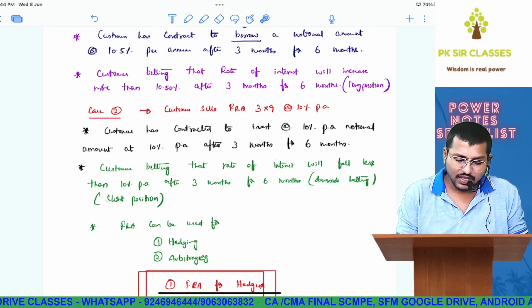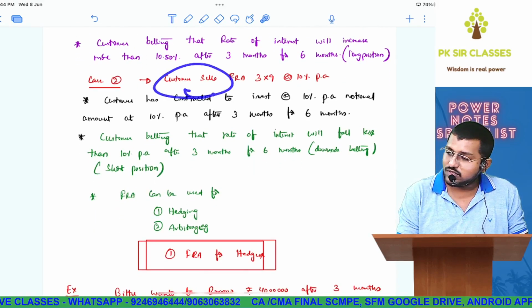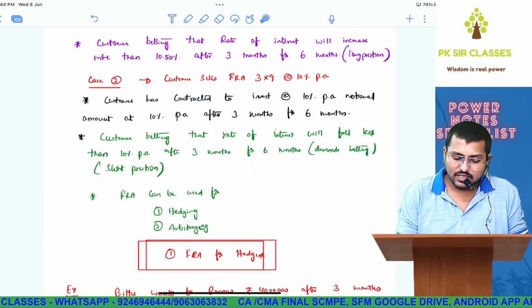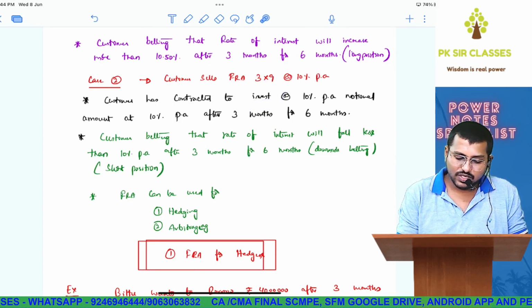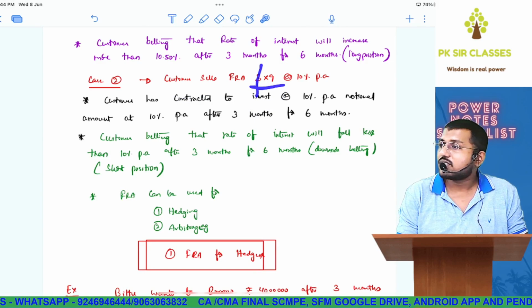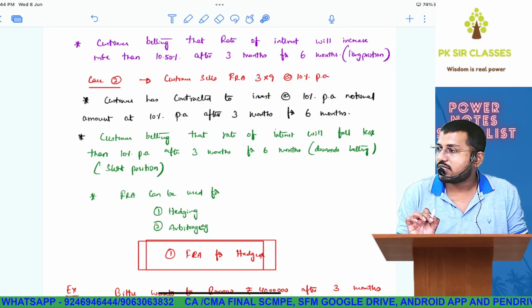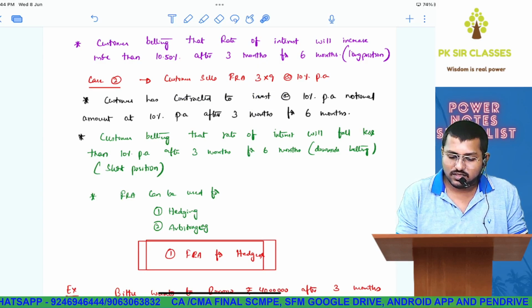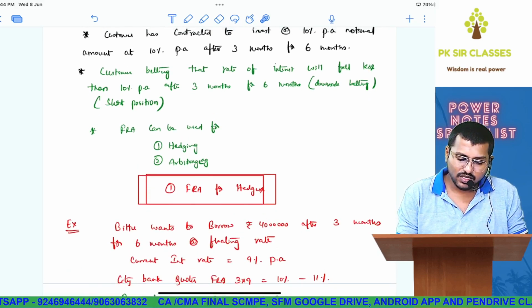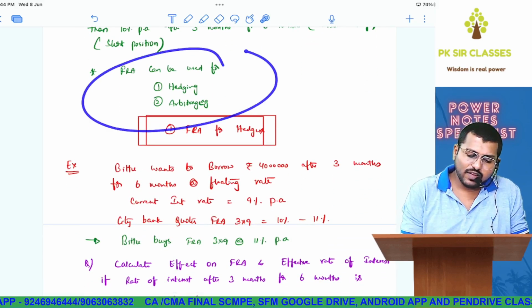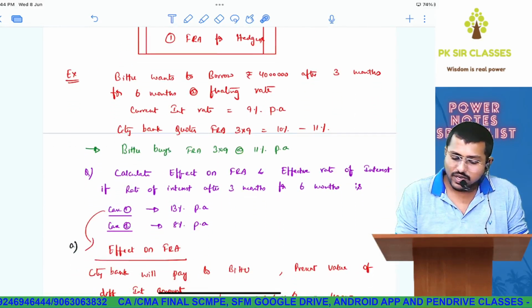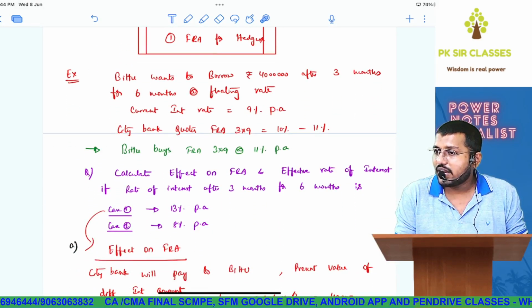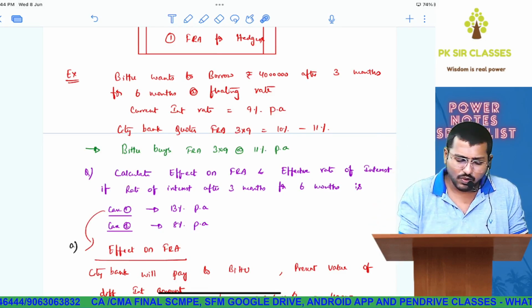You understand the point? Similarly, customer can also sell. Selling means he's trying to invest. At what rate here? 10%. 3 by 9 means after 3 months, he's going to invest for how much time? 6 months. Are you able to get me? Yes? Everybody? Right, fantastic. Then we have seen that FRA can be used for hedging as well as what? Arbitraging. First, we try to understand how FRA can be used for hedging. Arbitraging we'll see later through the problems.